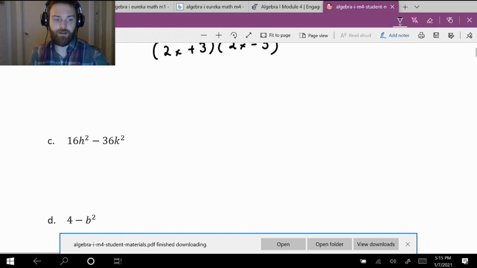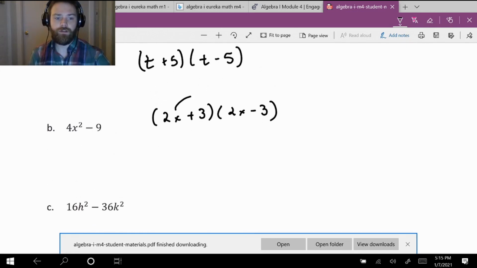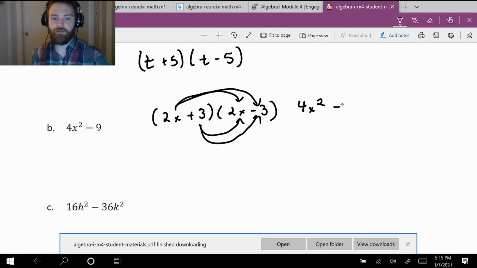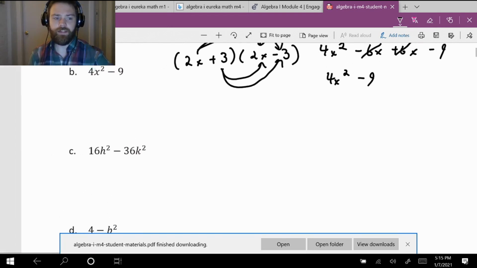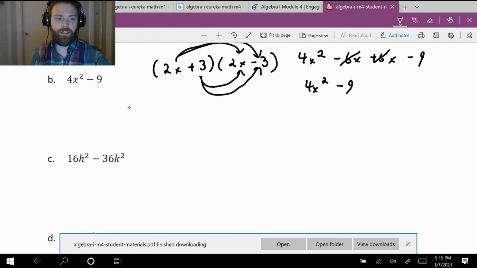So I'll show that here in a second. Yeah, I'll go ahead and show that now. So write 2x times 2x, 2x times negative 3, 3 times 2x, and then 3 times negative 3. So 2x times 2x is 4x squared. 2x times negative 3 is negative 6x. 3 times 2x is positive 6x. And then 3 times negative 3 is negative 9. So these two things cancel out, and I'm left with 4x squared minus 9. And that's it. That's the same as what we had over here, okay?